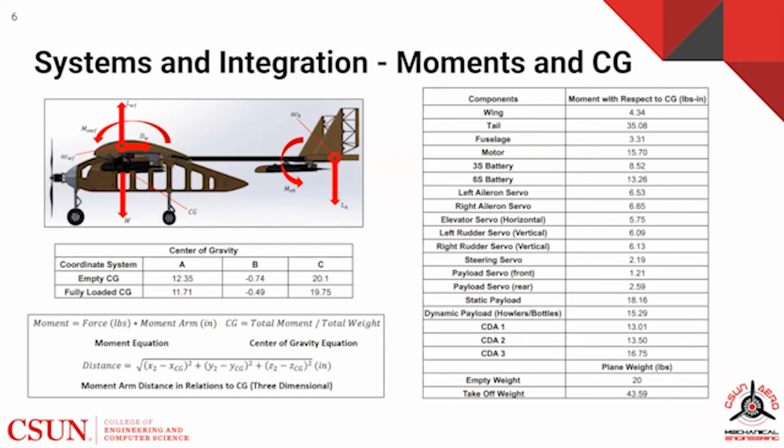We then decided to calculate the total moment and weight by hand for each of the components to find the CG of the plane and compare the results. The equations used can be seen in the figure for CG, moment, and moment arm. The results showed similar values to SolidWorks with negligible errors.